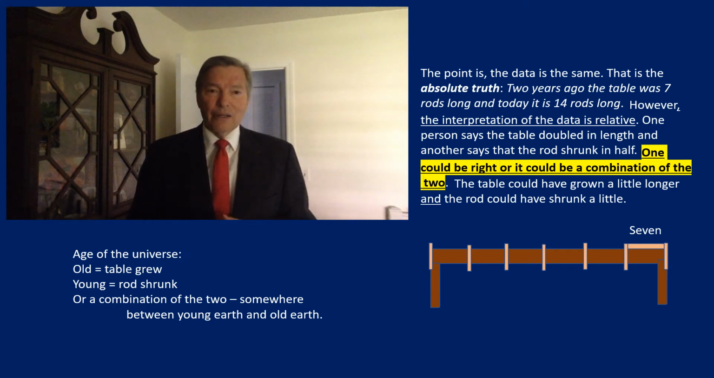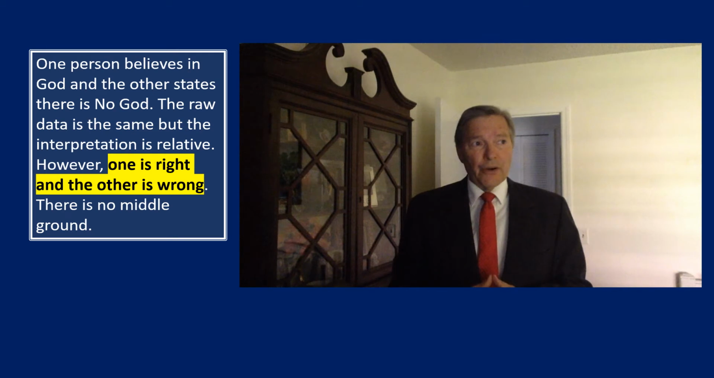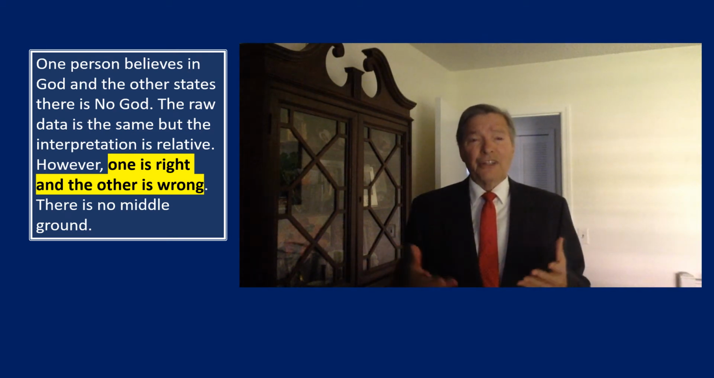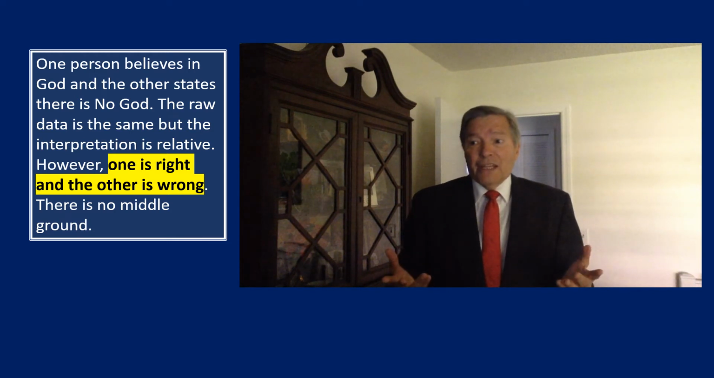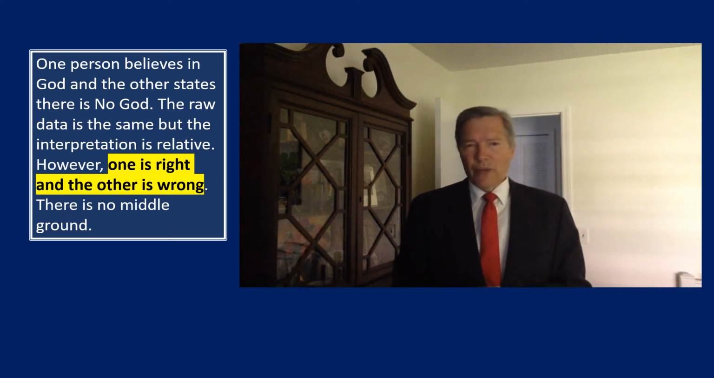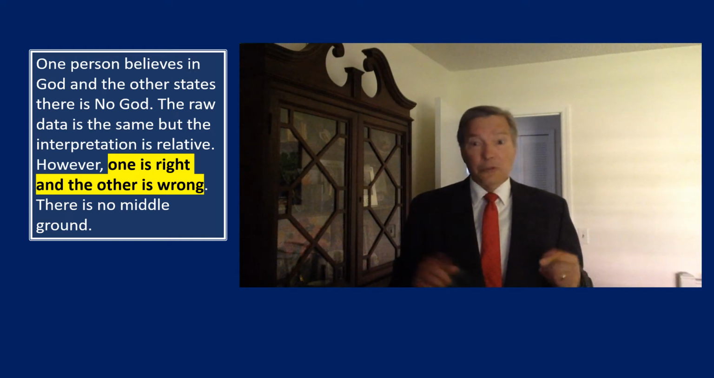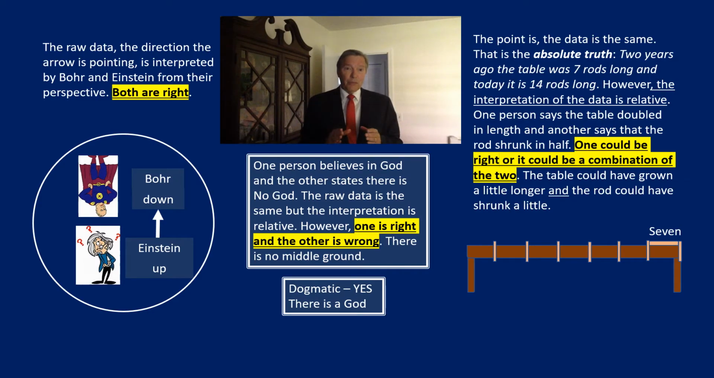There's a gray area. Now in the third scenario, one person believes in God and the other one says there is no God. The raw data is the same, but the interpretation is relative. However, one is right and one is wrong. There is no middle ground. So we have to be careful now to determine between these 3 scenarios whether they're both right, or maybe one's right and one's wrong, or something in between, or there's one right and one wrong.